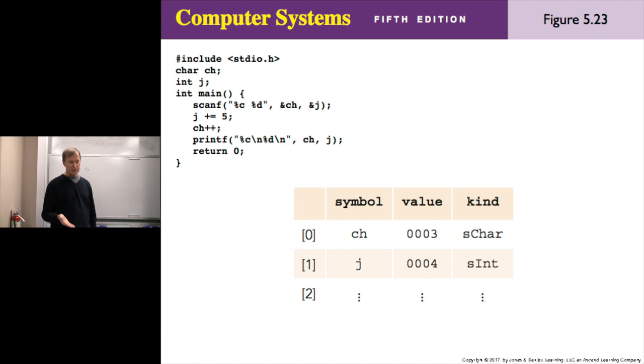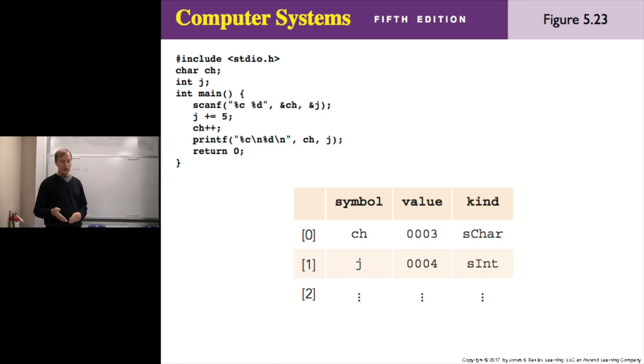Char. CH is type what? Char. J is type what? Int. So you see in the symbol table, what I've indicated here is the symbol CH, its value is 0003, that's where it will be stored in main memory. But look, the symbol table for the compiler has an extra column labeled what? Kind. And so that says what kind of variable it is.